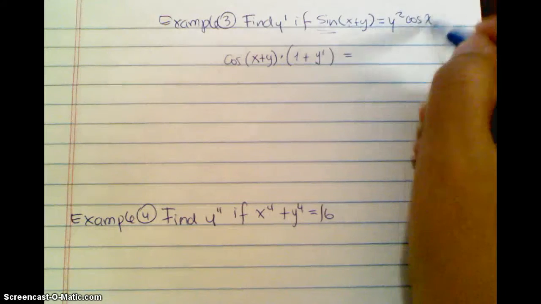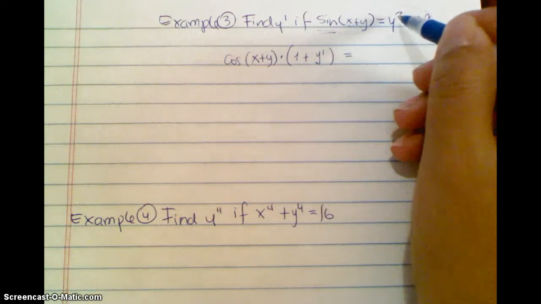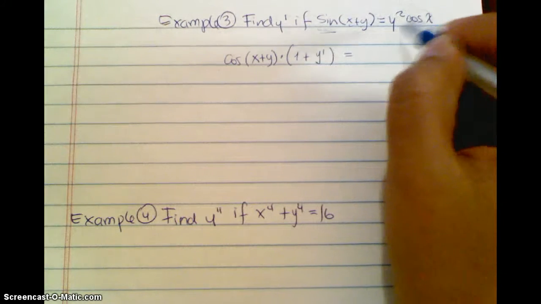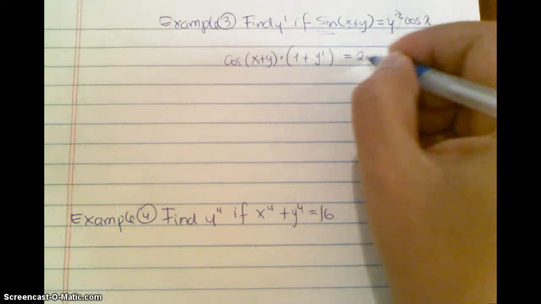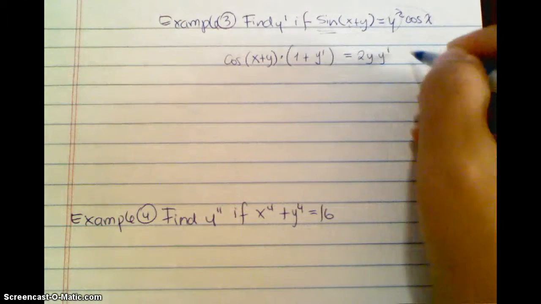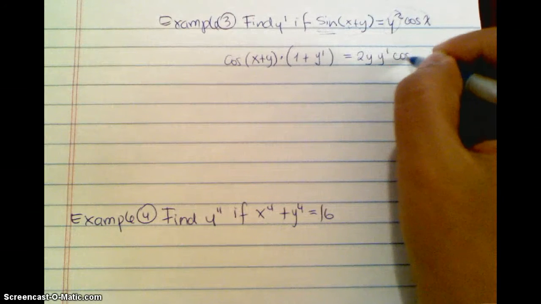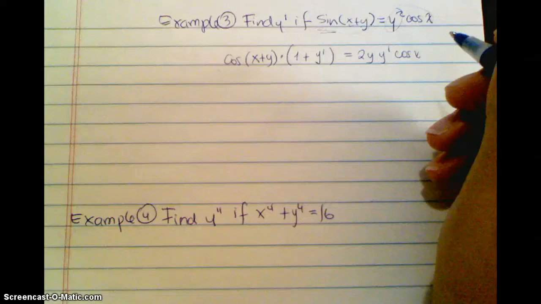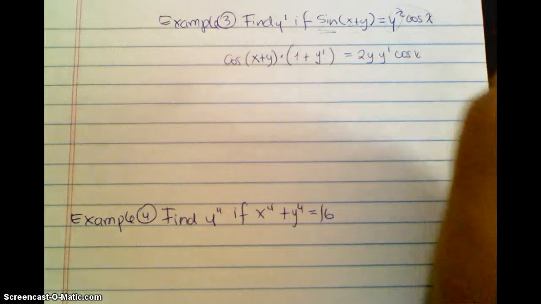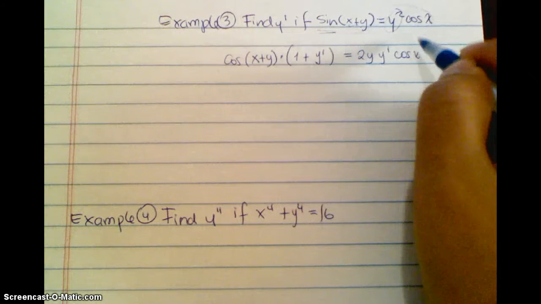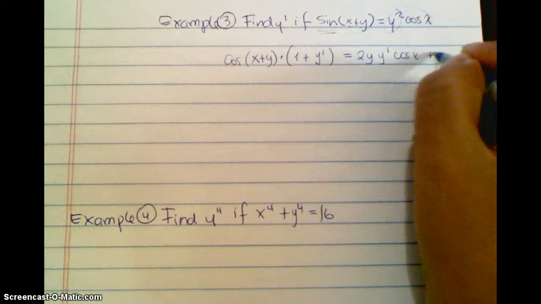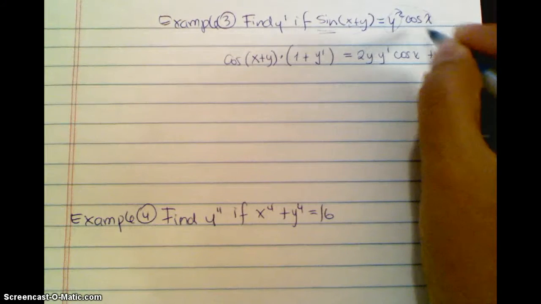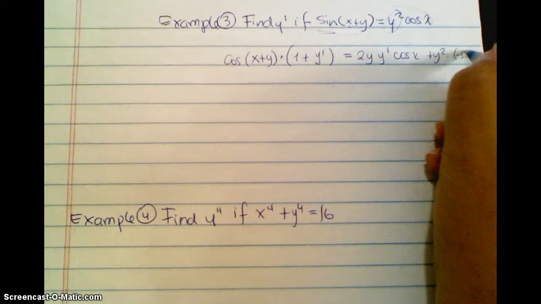Now the derivative of the right side, we have the product of two functions, so the product of the first function, 2y y prime, times the second function, plus the first function times the derivative of the second function, y squared times negative sine of x.